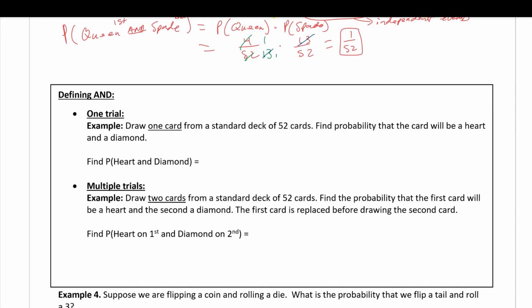Example: one card is drawn from a standard deck of 52 cards. Find the probability that the card will be a heart and a diamond. That's this first question. Now, this is just one card, so one trial. How many cards are both a heart and a diamond? These are two different suits. No one card can have two suits. Every card only has one suit. So they have none in common. There's no intersection here, so it's an impossible event. An impossible event has a probability of 0.